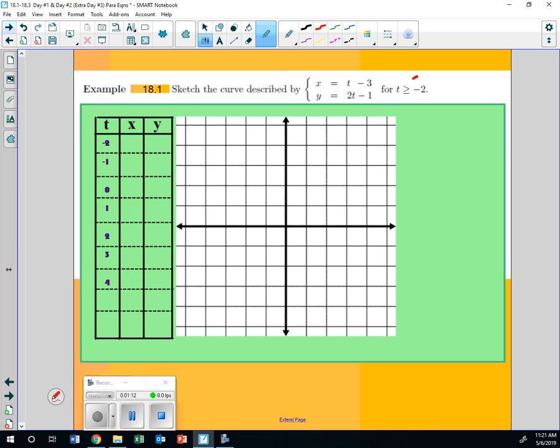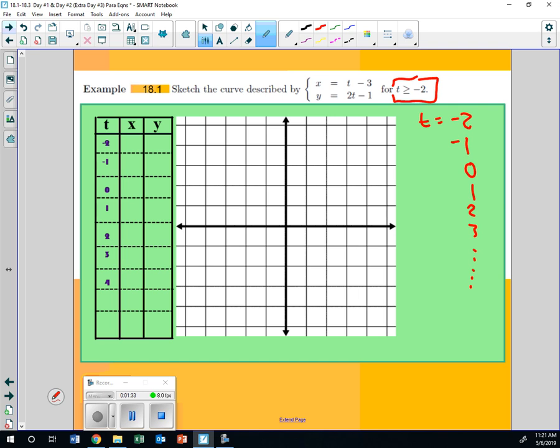T is the control variable. We'll call it T because time makes a lot of sense. And T is going to be one thing. Like T is going to be -2. Oh, -1. Maybe 0. 1, 2, 3, and it just keeps on going. T can be any of these.